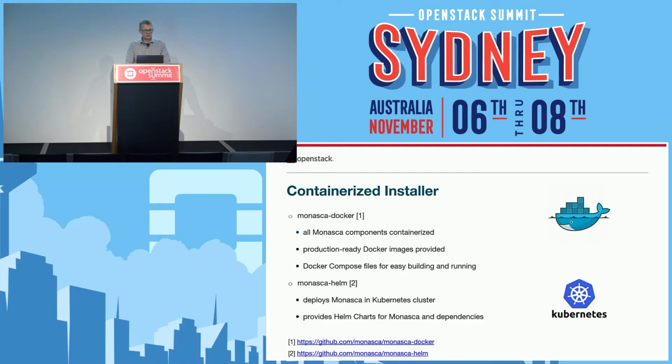The second repository is Monasca Helm. It contains Helm charts for Monasca deployment in a Kubernetes cluster. It can be considered a production-ready deployment in the cluster.